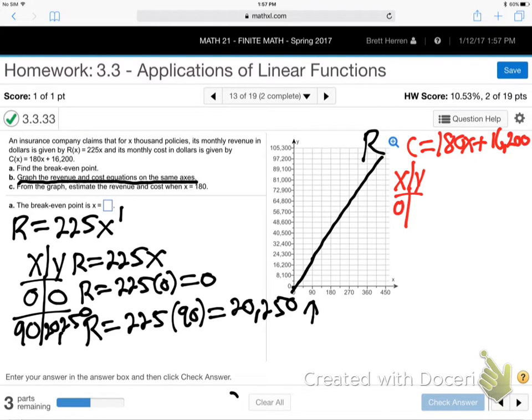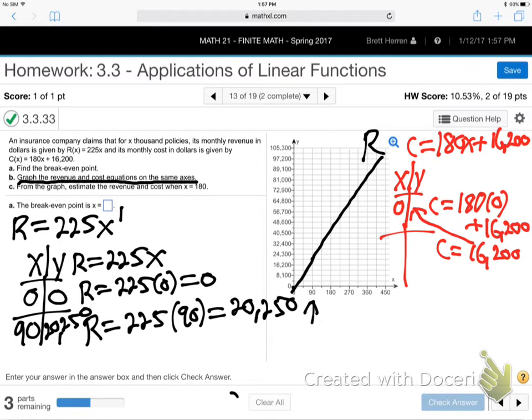So the cost function will be 180 times 0 plus 16,200. So that's just 16,200. So that's over 0. I'm just going to draw an arrow. Over 0 up 16,200. So that's this point right here, isn't it? Over 0 up 16,200. That's 1 dot on the cost function. We're supposed to put the cost and the revenue lines both on the same graph. And now I need one more.